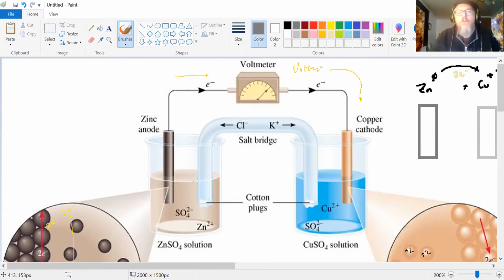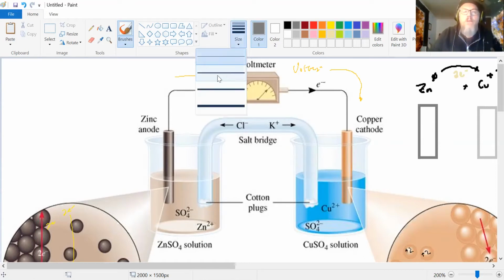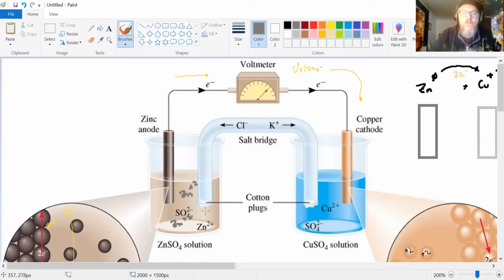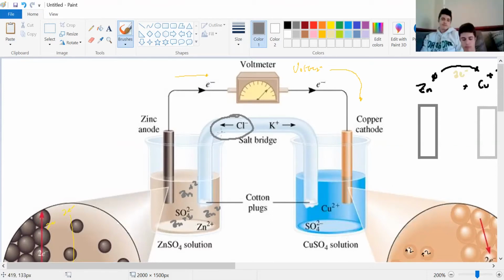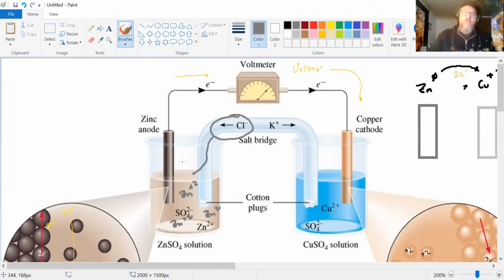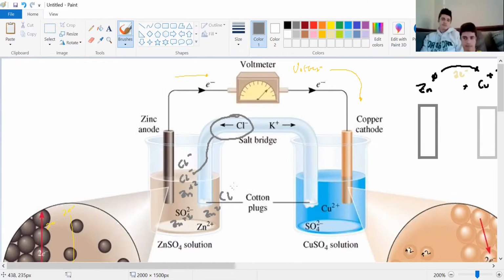Here's your salt bridge. Now you've got to think about this. Eventually, and that's the weird part of this, it's going to get tons and tons of zinc in here. Zn2+, Zn2+, Zn2+. It's eventually going to stop because the charge is so high. So that's why the chlorine comes down here. Chlorine comes down into the solution and neutralizes the charge.